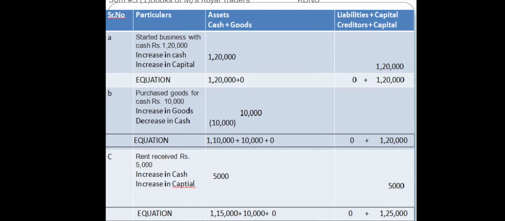Then comes the next, rent received rupees 5,000. So here rent will give an increase in your cash, and at the same time it is an income, so it will increase the capital as well.